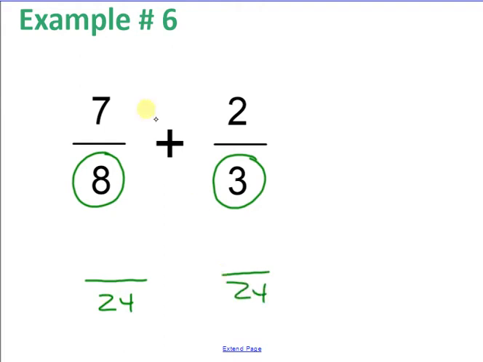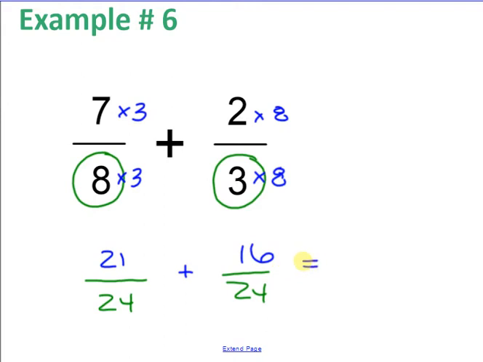So how many times does 8 go into 24? 3 times. So whatever I do to the top, I do to the bottom. 7 times 3 is 21. How many times does 3 go into 24? 8 times. Whatever I do to the top, I do to the bottom. Remember, that's part of that equivalent fraction. So 2 times 8 is 16.